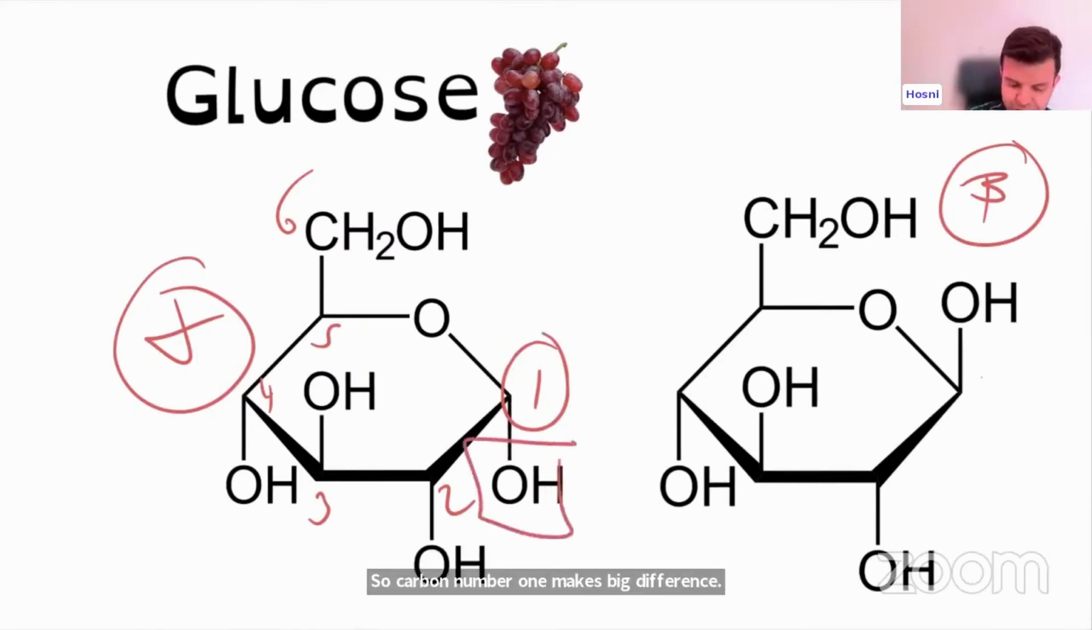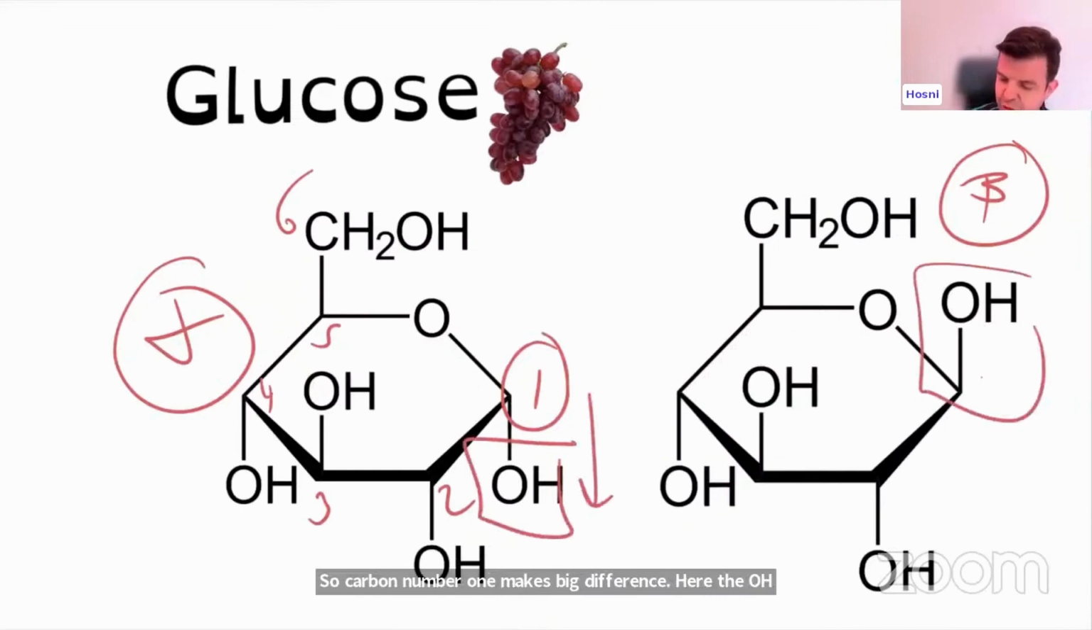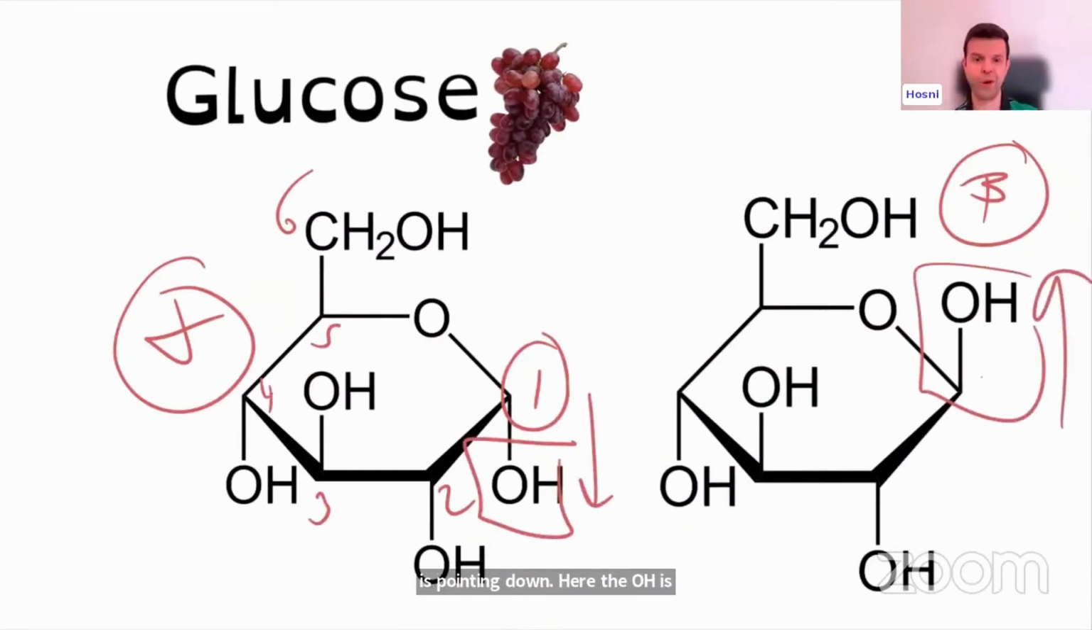Here, the OH is pointing down. Here, the OH is pointing up. All right? So alpha glucose has OH down, beta glucose has OH up. Now, where's that beta glucose found? Beta glucose is rare. It's only found in plants, particularly in the cell wall of plants.